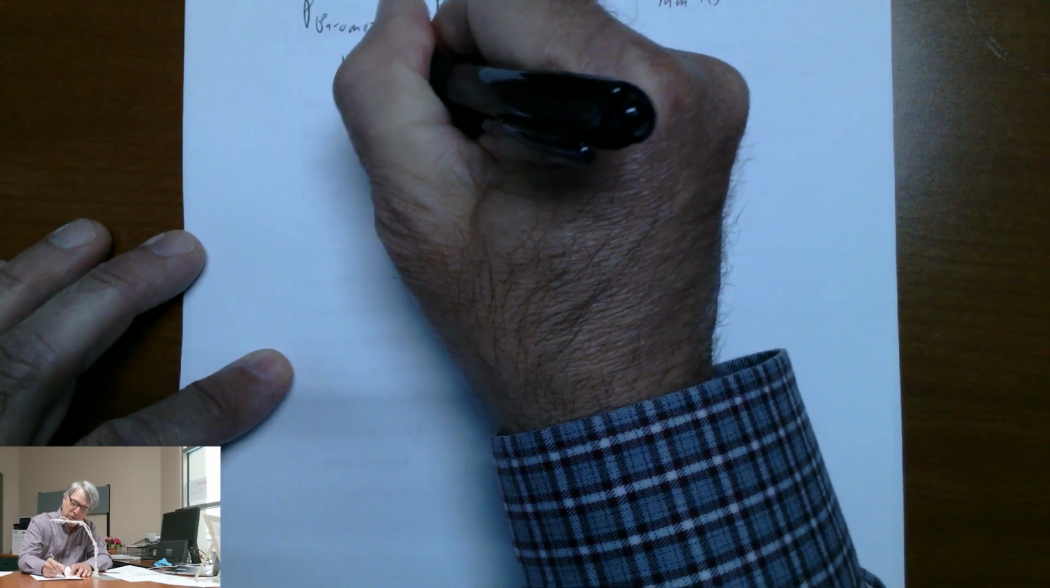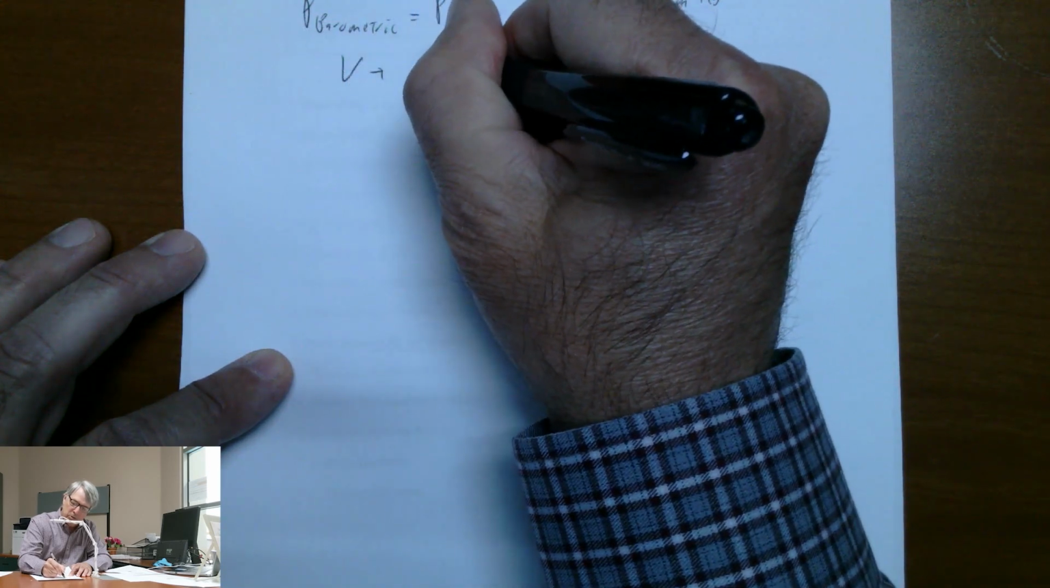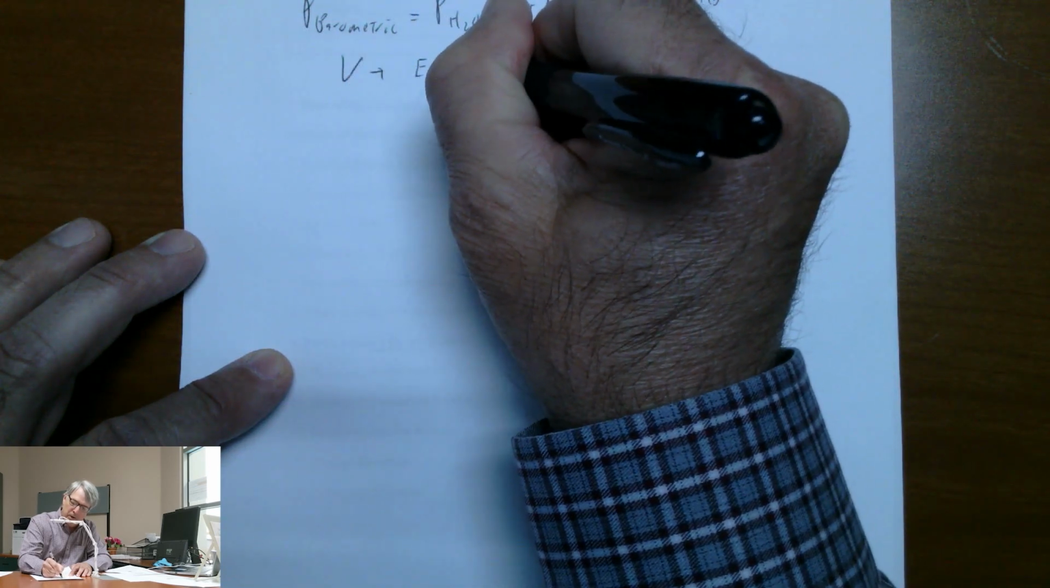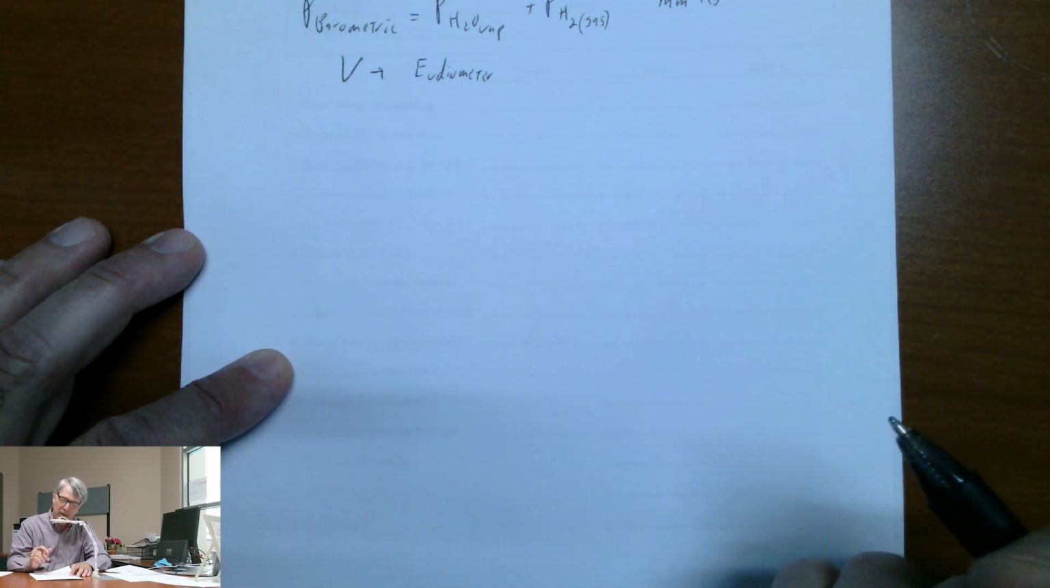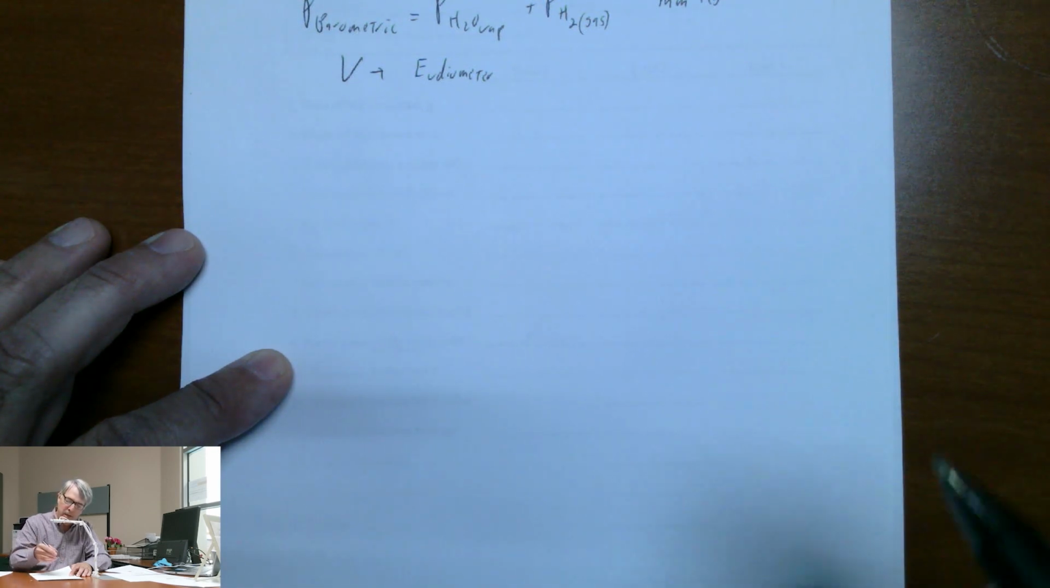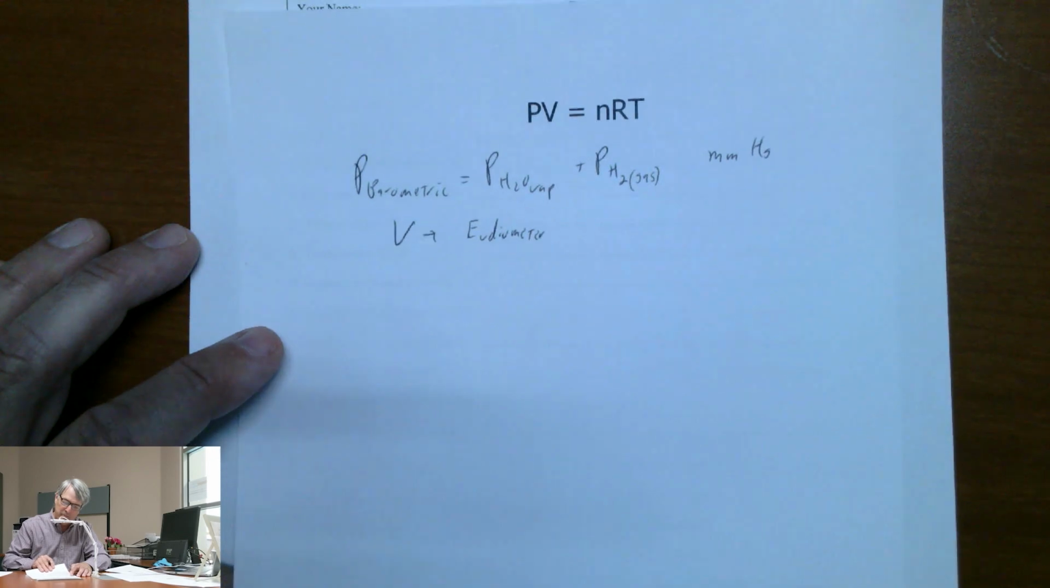The volume, we're just going to measure straight from the eudiometer. Reading a eudiometer is similar to reading a burette. We're just going to take the final reading minus the initial reading to get the volume. And again, that's going to be in mL, and of course, you'll need to convert that to liters to do the gas law calculation.